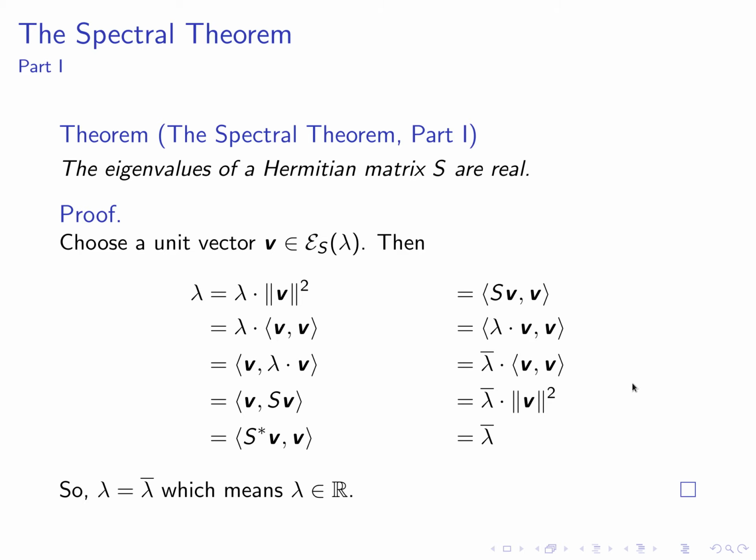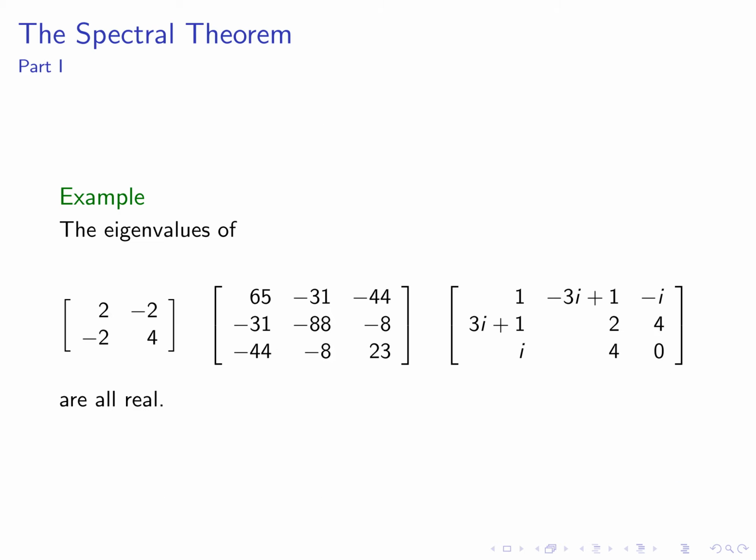So this concludes the proof of the first part of the spectral theorem, which says that the eigenvalues of any Hermitian matrix are guaranteed to be real numbers. So what sorts of things can we do with this information? Well, for one, we can immediately conclude that the eigenvalues of all three of these matrices are guaranteed to be real numbers without even looking at what those numbers actually are.